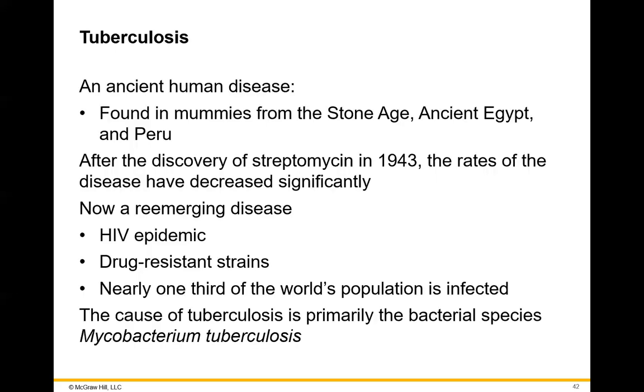Next, we have tuberculosis. This is an old disease, like underappreciatedly old. Mummies in Peru and in Egypt, and even from the Stone Age, have been found with tuberculosis. We're talking about almost prehistoric times. So we developed antibiotics in the 40s, and then we saw a steep decline in the seriousness of presentation of tuberculosis. But now it's reemerging because of the HIV epidemic, because we have resistant strains.